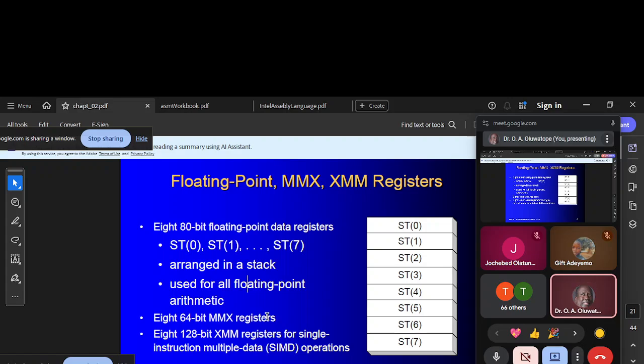each in size. And then there are 8 128-bit extended memory registers, which are used for multiple single instruction, multiple data operations. What do we mean by that? These kind of instructions allow for multiplexing. That is, on a single instruction, you can pack multiple data.